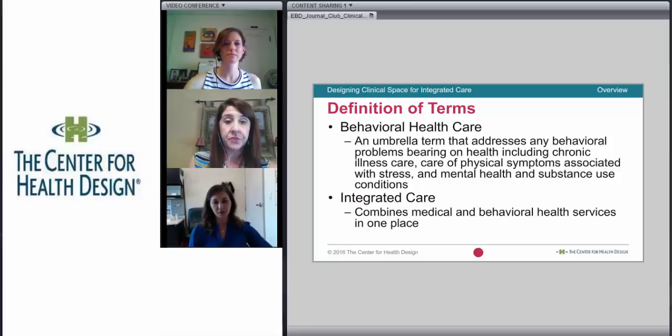The other term is integrated care, and this is the combining of traditionally thought of as medical and then traditionally thought of as behavioral health services in one place. And sometimes that looks like bringing behavioral health into a medical setting, and sometimes that looks like bringing medical services into a traditionally behavioral setting.